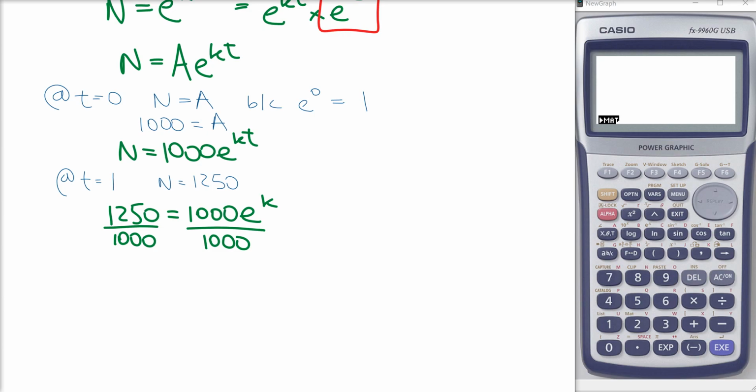What's 1,250 divided by 1,000? I'm glad some people didn't just reach for their calculators. So 1.25 equals e to the k. How do I solve that now? Yeah, natural log both sides. Again, if you've forgotten that, look at your log stuff.